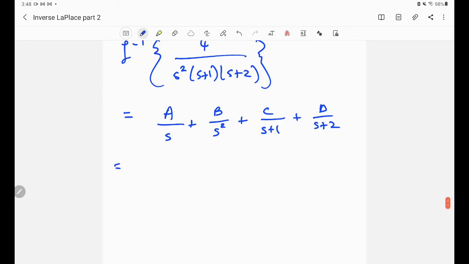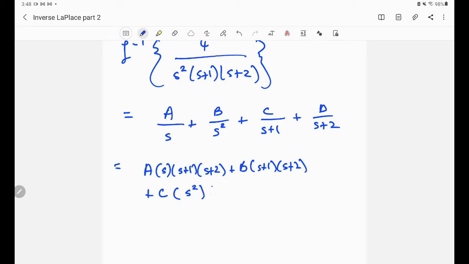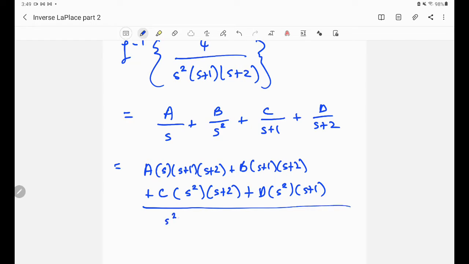To get the same denominator, A will have to be multiplied with s, s plus 1, s plus 2. B needs to be multiplied with s plus 1, s plus 2, and C needs to be multiplied with s squared, s plus 2, and D needs to be multiplied with s squared, s plus 1. So all of this will be over the same denominator.